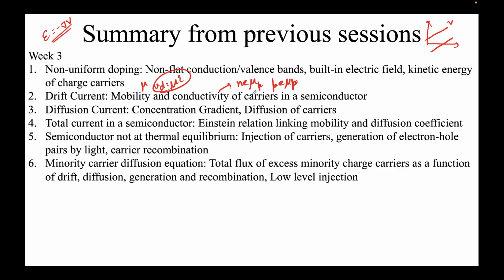All of this analysis was only at thermal equilibrium. What if we disturb the equilibrium, let's say by shining some light or injecting some current? We saw that this was determined by something called the minority carrier diffusion equation.